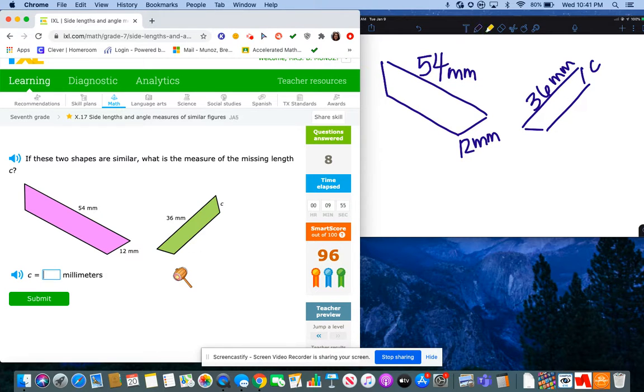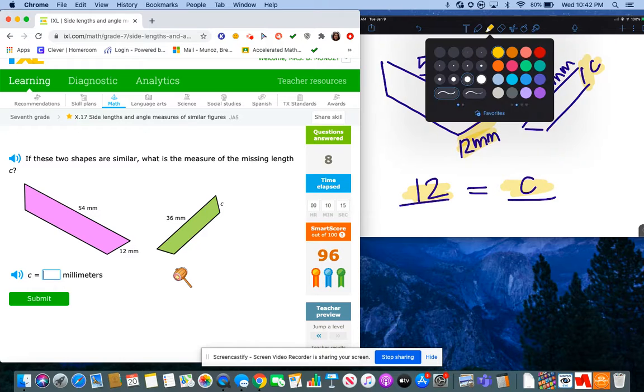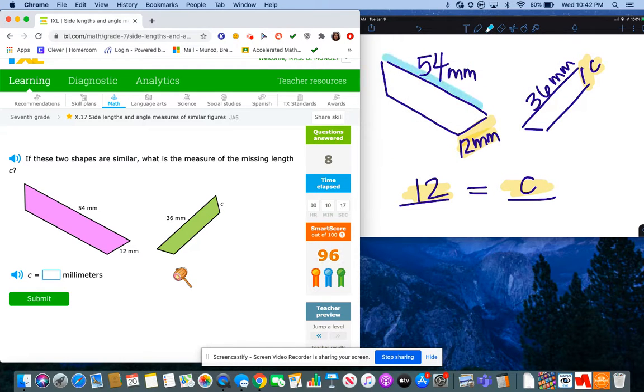So let's highlight with the same color the corresponding sides. I have here C, which is corresponding to 12, right? Because they're the smaller sides. So I'm going to start setting up a proportion. I'm going to say, okay, 12 is corresponding to letter C. And here I would say 54 is corresponding to 36.